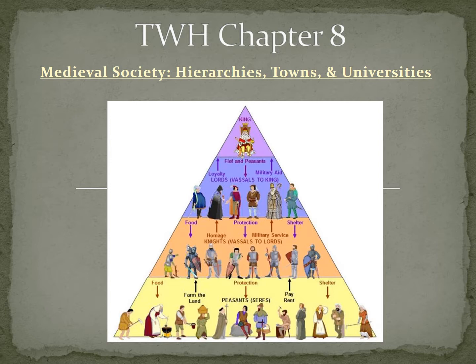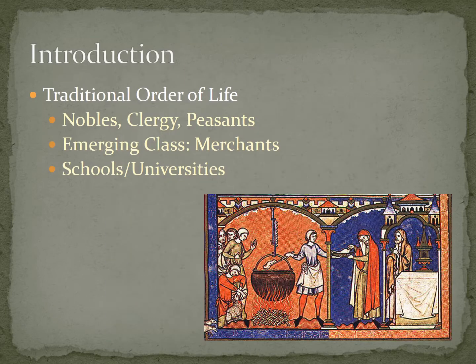All right, so for the Western Heritage, Chapter 8, we've talked about the Crusades and the big ideas of defining what the Middle Ages are, but now we're going to look at some of the people and the classes that made up Middle Age Europe. With medieval society, we'll talk about the social hierarchies, the development of towns and urbanization, and a little bit about the changes in education with the founding of universities.